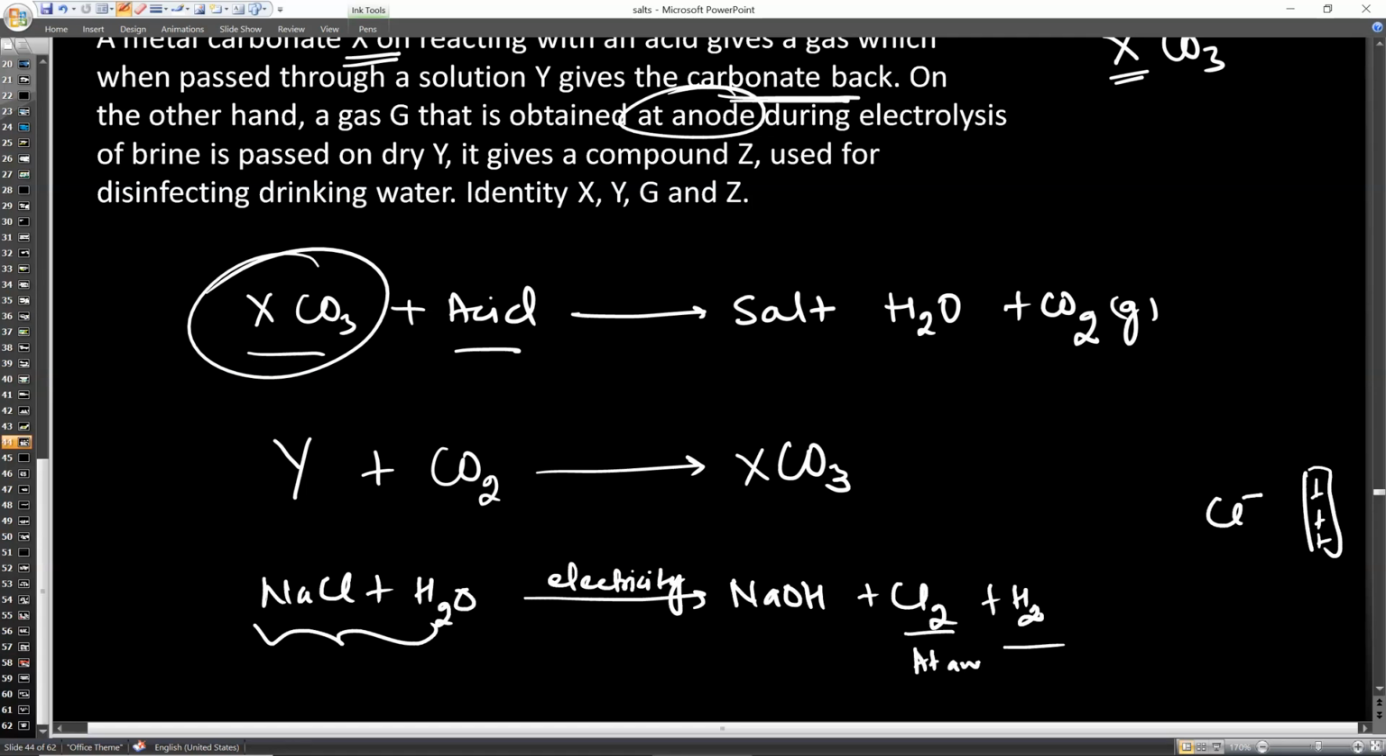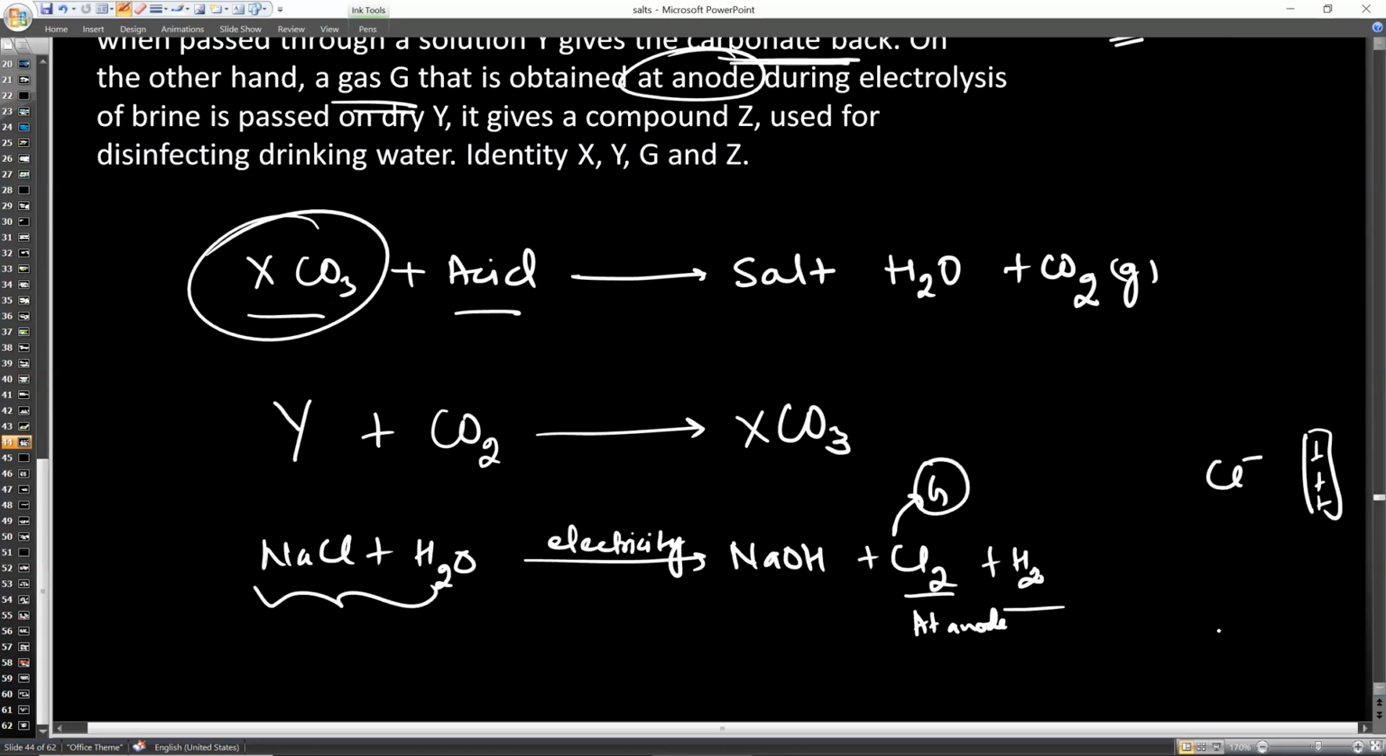So here it is saying that a gas G is produced on the electrolysis of brine, at the anode. If you have not learned all the preparation reactions properly, then you will not be able to solve this question.